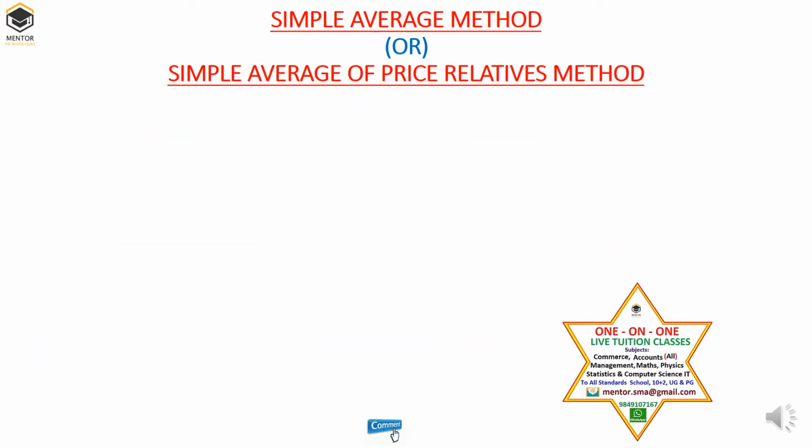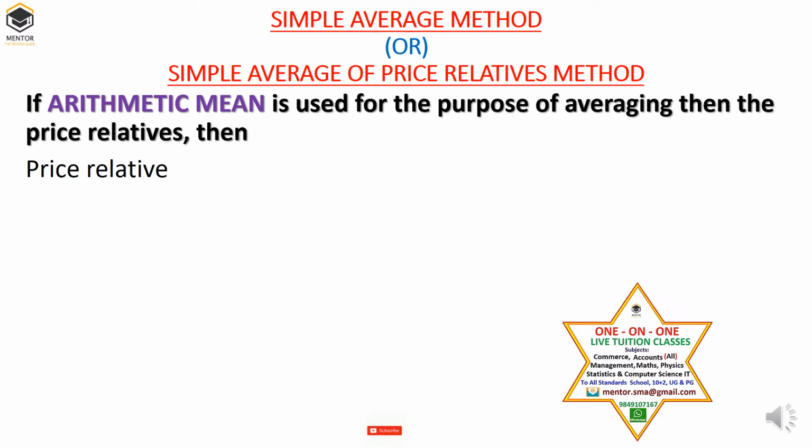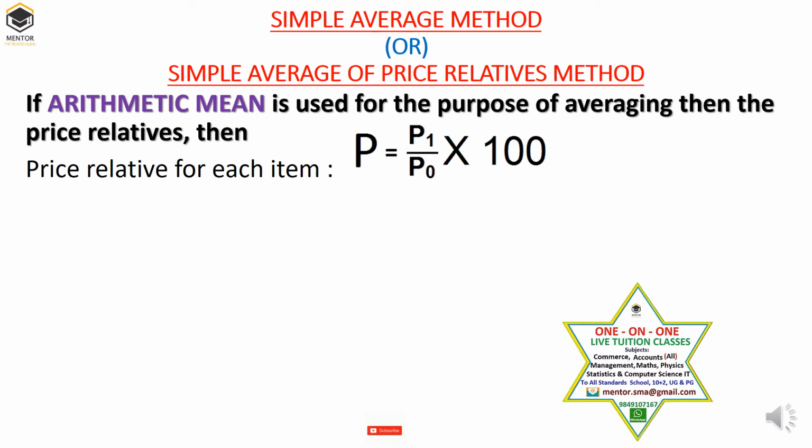If arithmetic mean is used for the purpose of averaging the price relative, then the price relative will be given as P = P1 by P0 into 100. How are you going to calculate the price relative? The price relative is equal to current year divided by base year into 100. Clear with this? P0 is our base year, P1 is our current year.